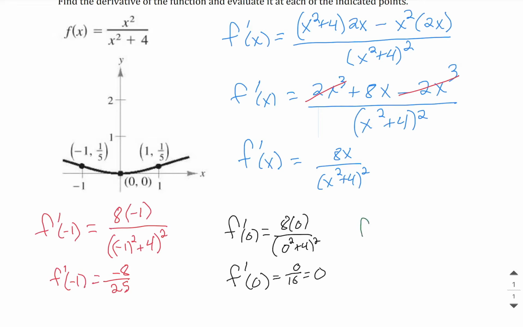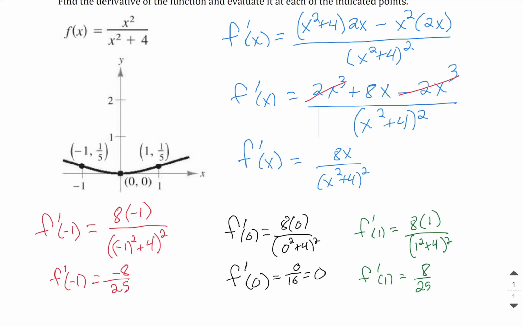Next, we're going to find the last value of the derivative, this time at 1. So when we substitute the 1 in, we're going to have 8 times 1 over 1 squared plus 4, and then we're squaring that whole thing. Now this one is also going to be very similar to our f prime at -1. So the f prime at +1 we end up with as 8 over a positive 25. So 8/25.